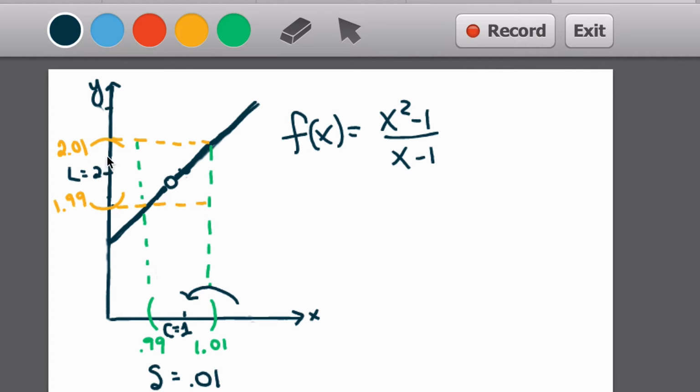Now, how far away did I go from 2? I went 1/100th of a unit away from 2. Let's denote that small value by epsilon. That will be 0.01 as well. As I said, epsilon and delta values could be different, but in this case, they are the same.